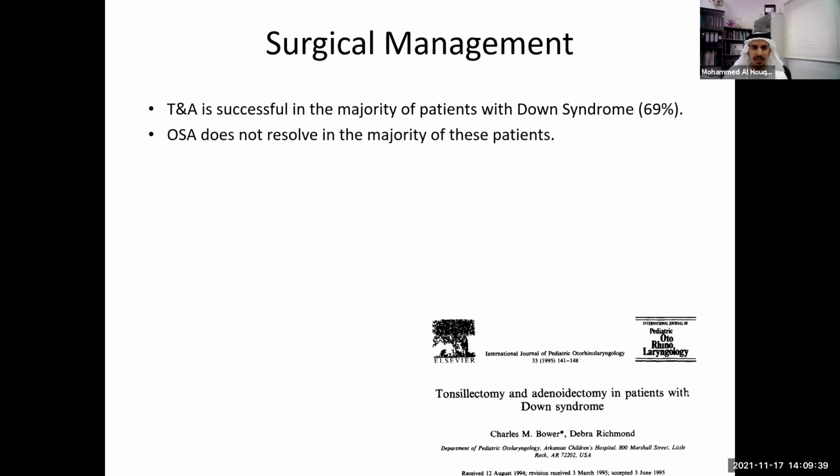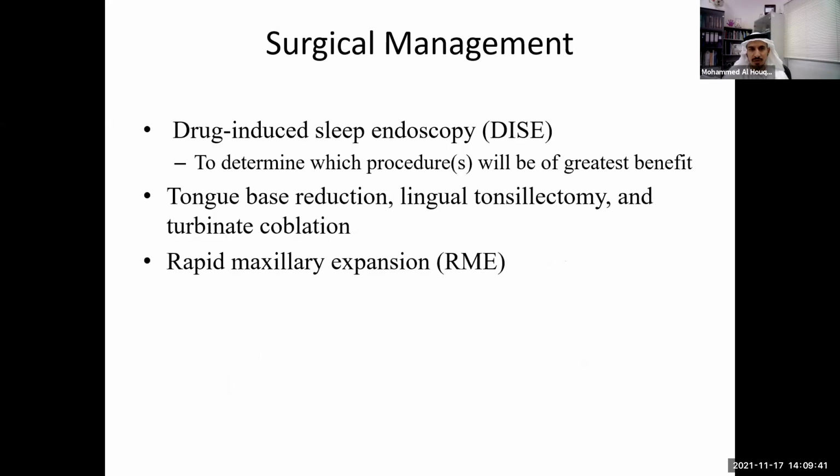Now, what other surgical interventions could we talk about? Most of the time, the surgeon will do a drug-induced sleep endoscopy to determine which procedure will be of the greatest benefit, and may consider tongue-base reduction, lingual tonsillectomy. There's also a major surgery that we call rapid maxillary expansion in selected patients.